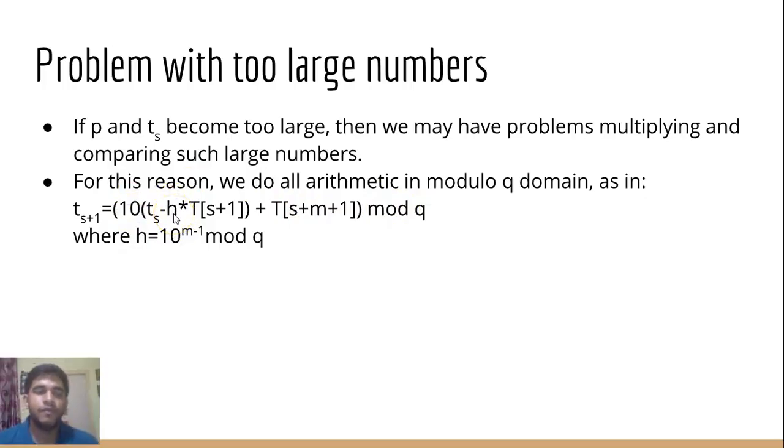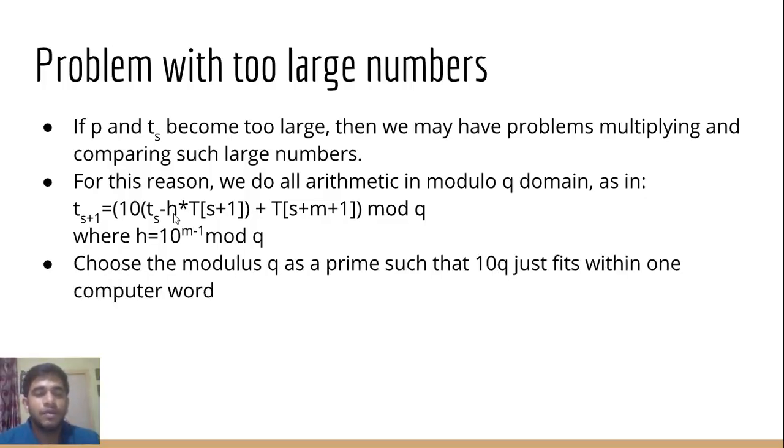But now, we will be writing 10 raised to the power m minus 1 mod Q. Well, this guarantees that all Ts will be less than Q. And that's important because now we have small numbers. We have a way to limit the size of numbers. The modulo Q is chosen as a prime number such that 10Q just fits within one computer word. A computer word is how the memory of the computer is assigned. So, not more on that, just know that Q is chosen in this fashion.